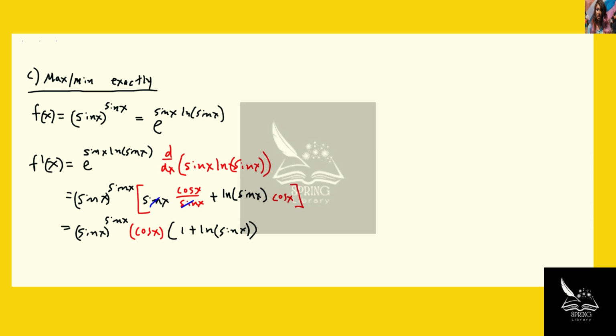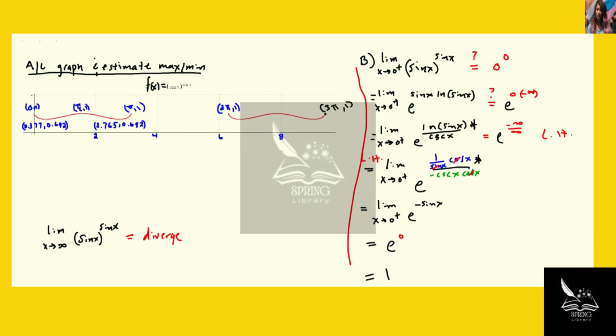All right. Now, to find our critical values, we're going to want to set this equal to 0. And if we go and look at our original graph again, we can see that sine of x to the sine of x never becomes 0 at any point.